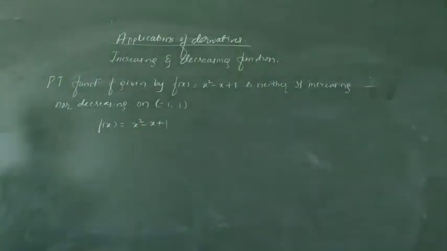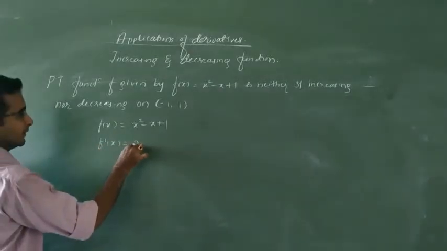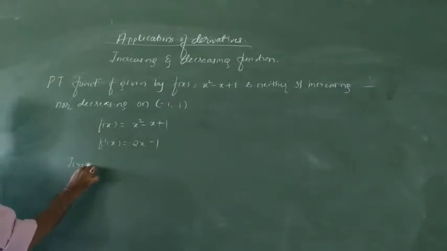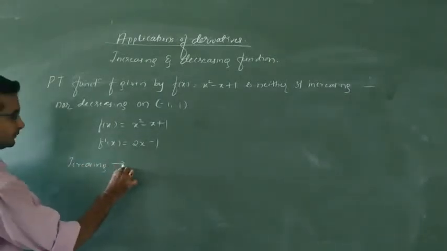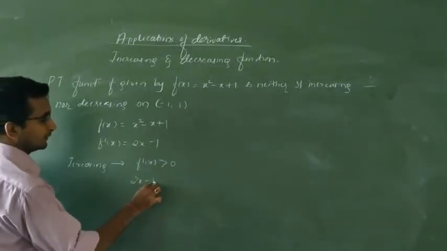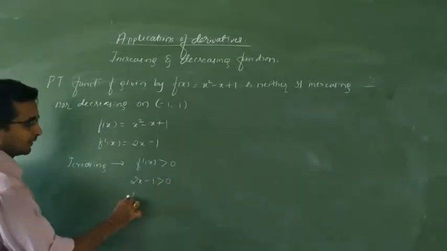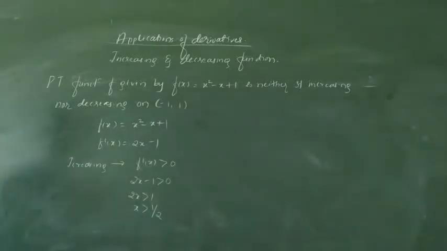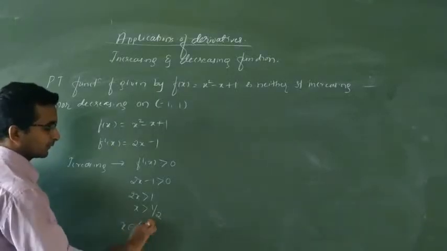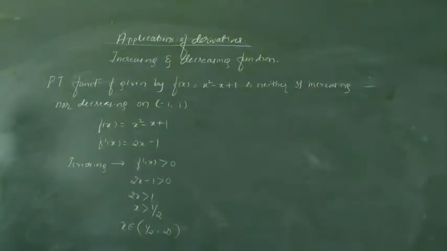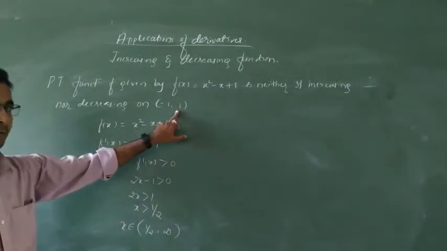Then f dash of x is 2x minus 1. So the condition for increasing is f dash of x greater than 0. What is f dash of x? That is 2x minus 1 greater than 0. Then 2x is greater than 1, then x is greater than 1 divided by 2. So x is increasing from 1 by 2, it means x belongs to the open interval 1 by 2 comma infinity. So it is not increasing in the interval minus 1 comma 1.